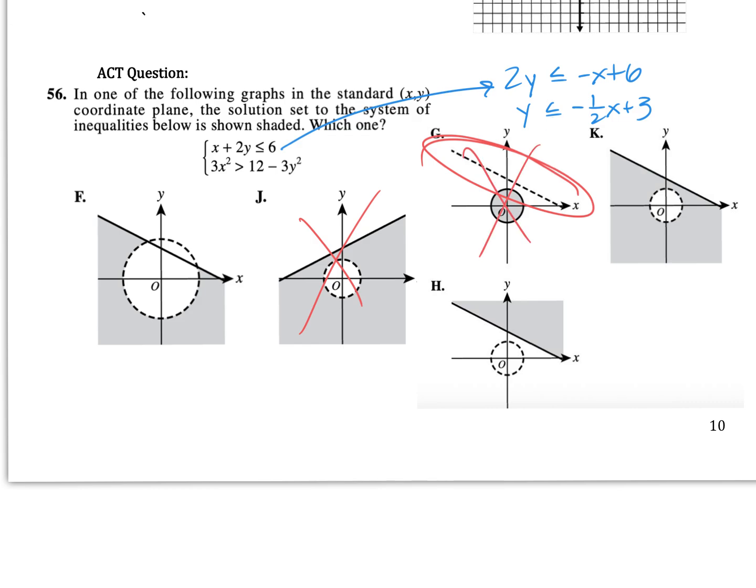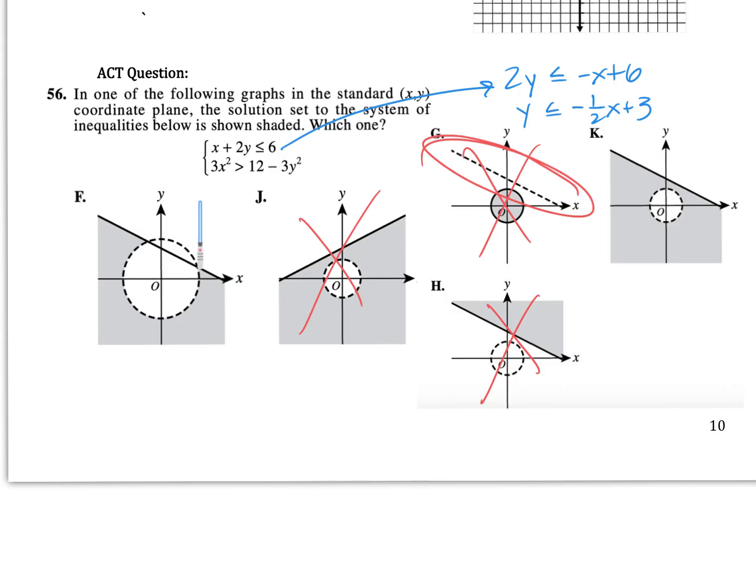How'd you know H is out? Because the inequality is facing the wrong way. Yeah, it's saying that we've got to be less than and they shaded above it, which would be greater than. You guys, your chance of getting this right, and we've just done y equals mx plus b, went from a 20% chance, because there's 5 options, to a 50% shot. For the 56th question, we can do this.